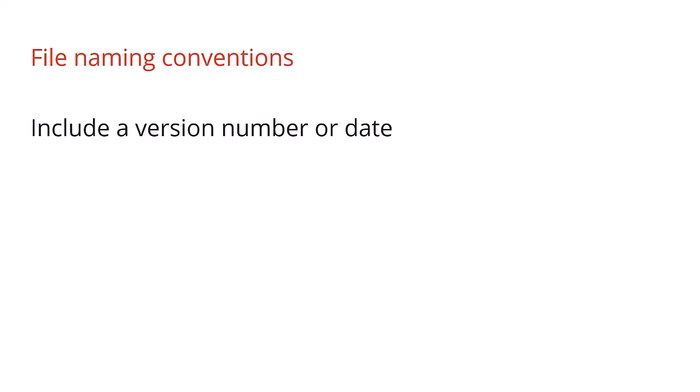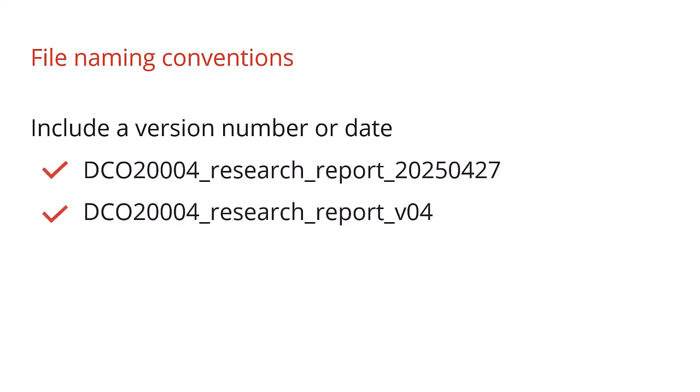So what do I mean by that? An example might be your research report. You could put the date on the end. I'll talk about dates more in a minute. Or you could just give a version number. Now, if you're giving a version number, I do recommend you lead with a 0.